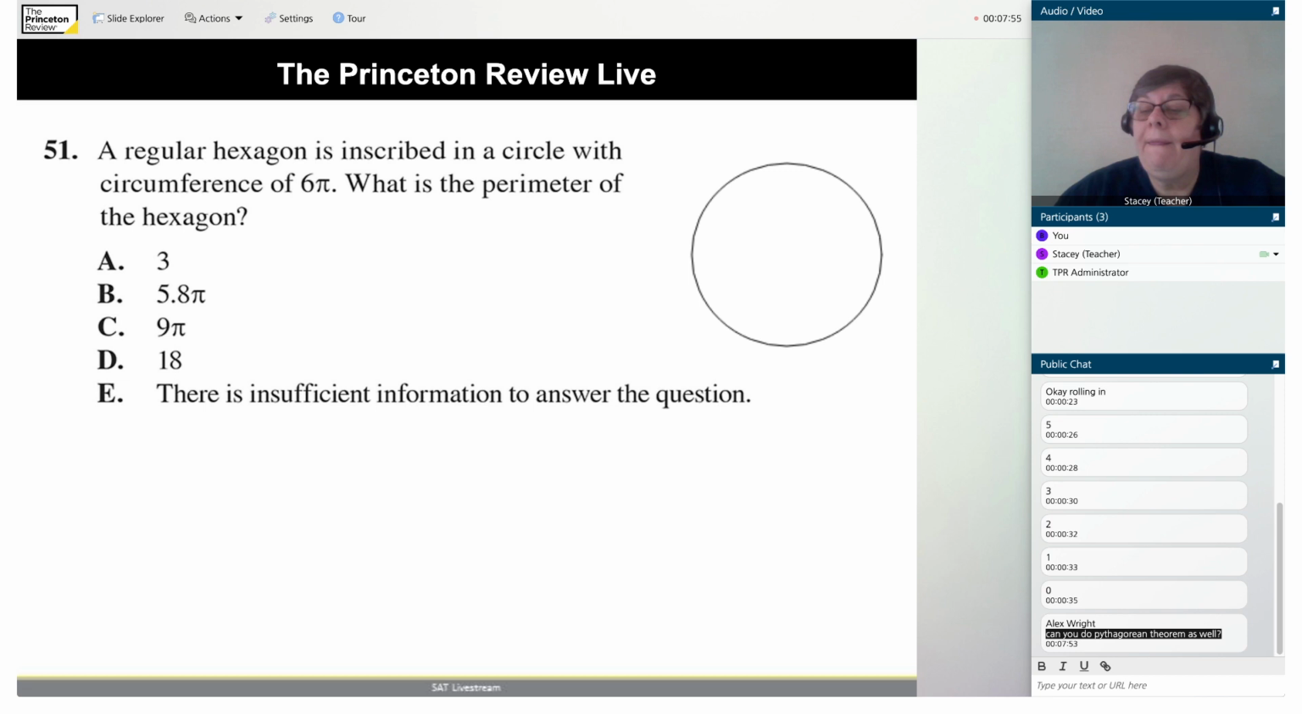Pythagorean theorem? Sure, Alex. Where would you, in the prior problem or in this problem? You mean, Alex, I'm going to go back. You mean here with the triangles?